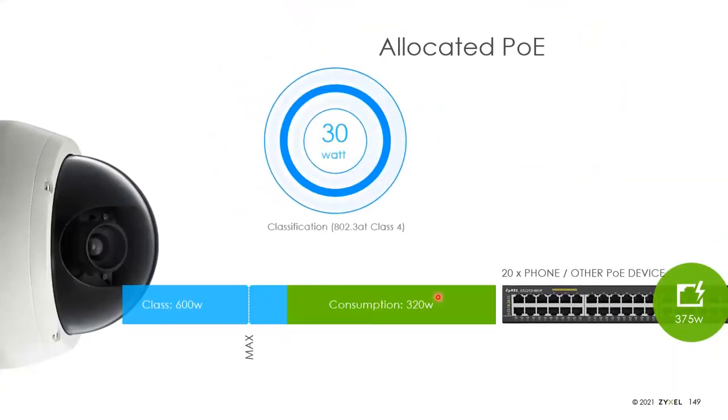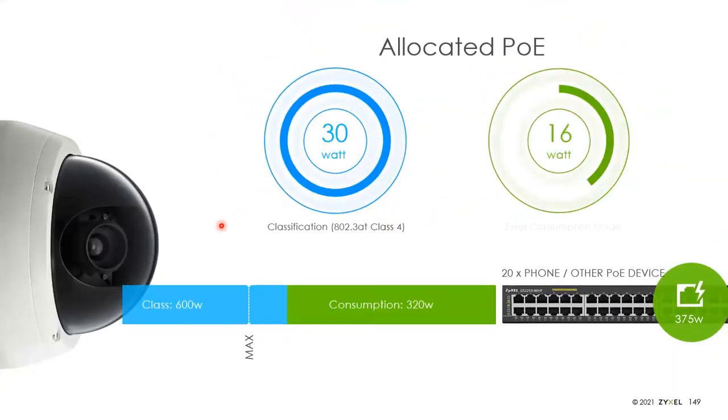So this is showing the same sort of scenario, but in this case, we're talking about a class 4 device. So it reserves 30 watts of power on the switch, but it's only actually using 16 watts. So you've got 14 watts of power that's being reserved for each device that isn't needed. So you can see here, if we were trying to do 20 phones, it would require 600 watts of power on the switch if we followed the standard way of doing things. But if you put it into consumption mode here, you're only using 320 watts of power to power those same 20 IP cameras.